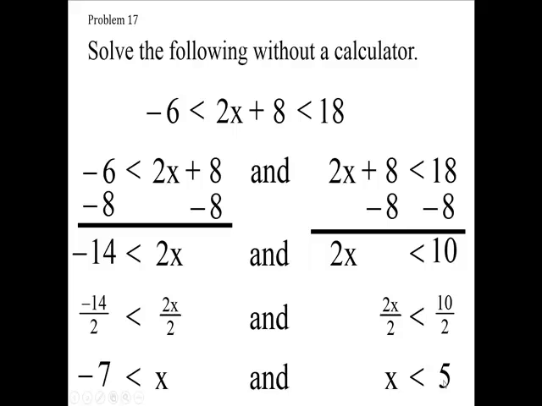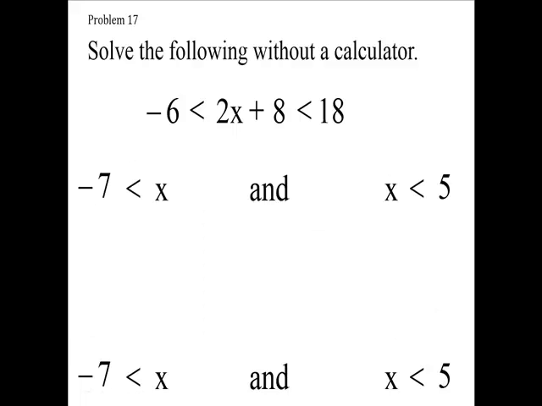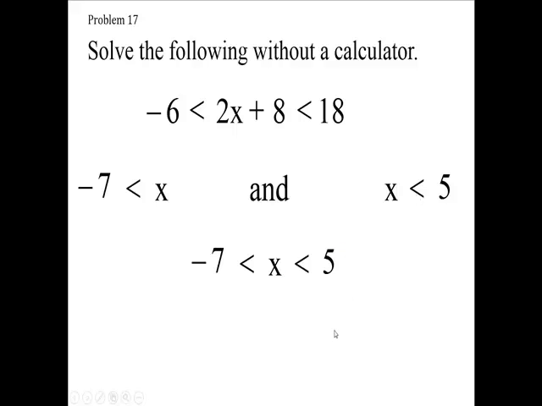Okay, copy this up a little bit higher up here. And let's write this way. We'll have negative 7. Then we'll have our less than. Then we'll have our x. And then what do we know about this over here? That x is less than a positive 5. So our answer lies between negative 7 and a plus 5. So negative 7 is less than x, and x is less than 5.